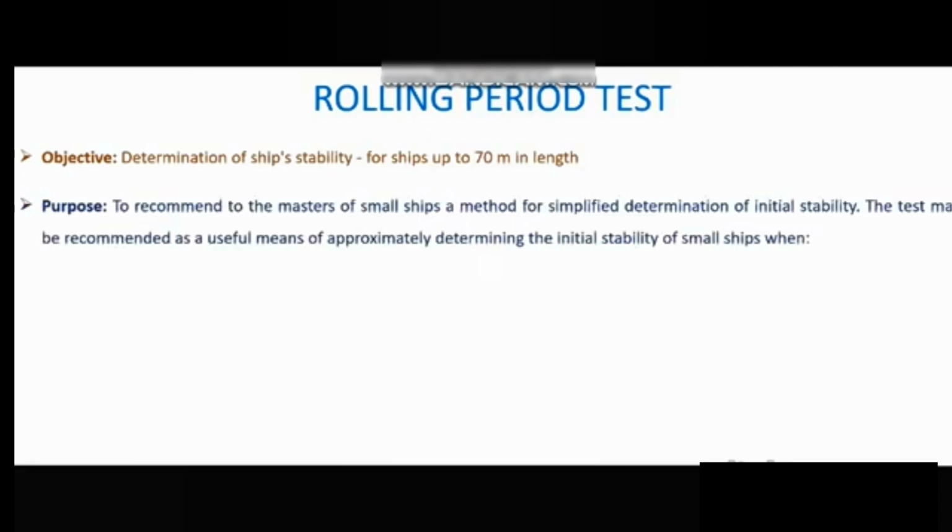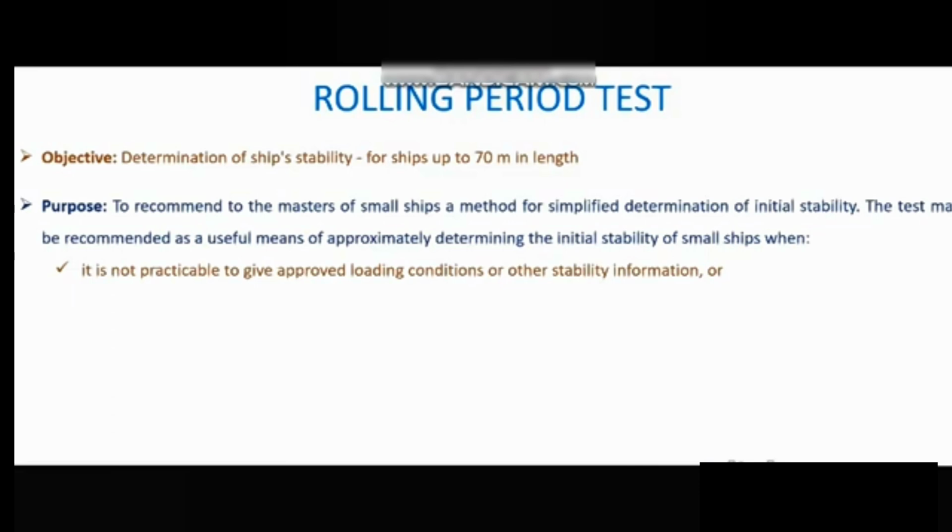What is the purpose? It is to recommend to the master of small ships. Why? Because of probably lack of competence to calculate. If the masters or skippers lack the competence to calculate, then such experiments can become an easy way for them to assess the stability of their ship. The test may be recommended as a useful means of approximately determining the initial stability of small ships when it is not practicable to give approved loading conditions or other stability information.